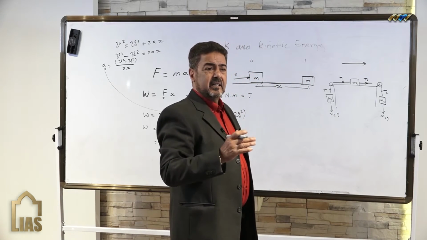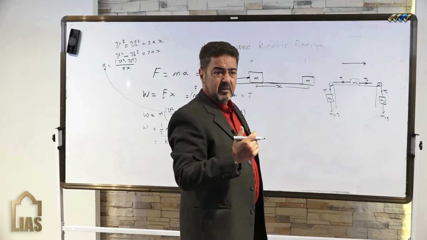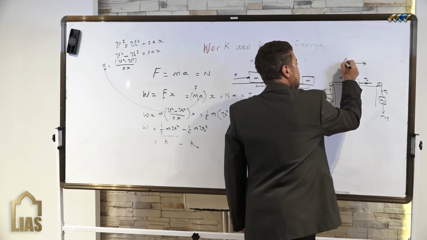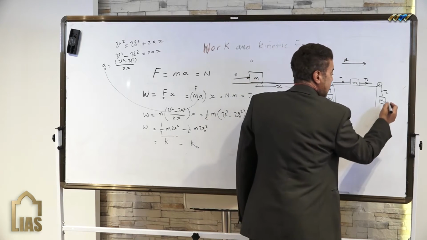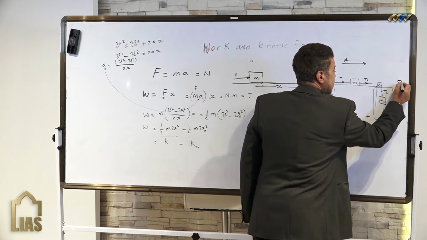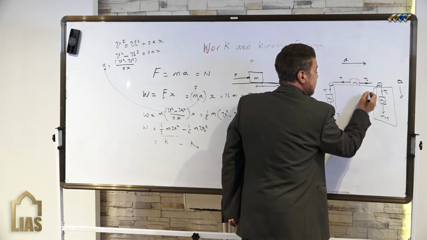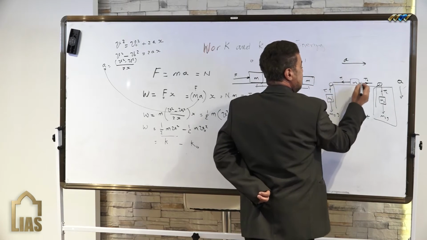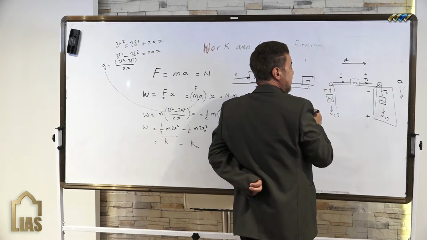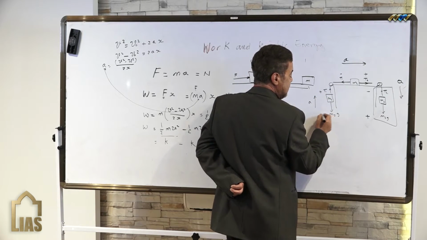Now we don't deal with the direction of plus y and minus y. We deal with the direction of movement. If the movement is this way, this is positive because a is going this way, and this is negative. Here T2 will be positive, and this is negative, because the movement is this way.